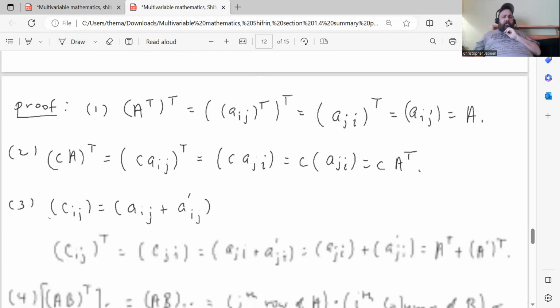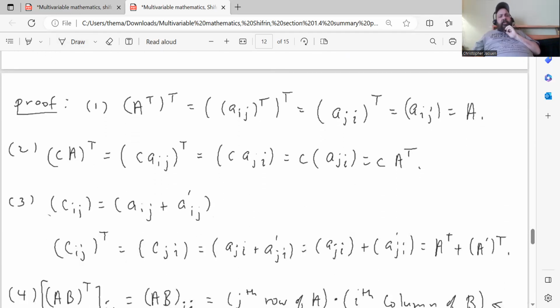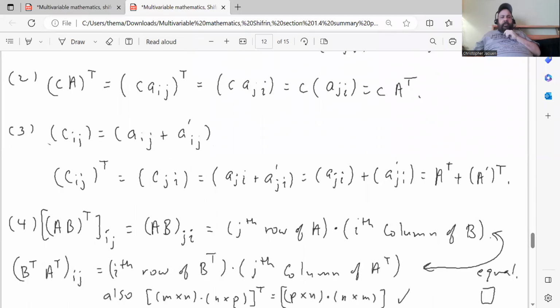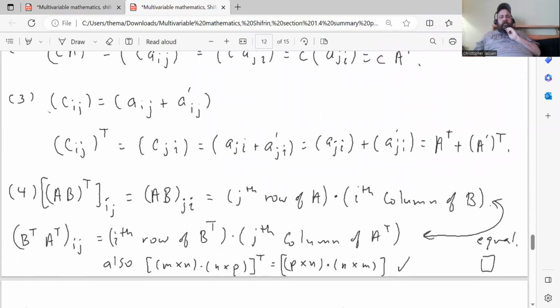All right, here's the proof. Writing A transpose as the matrix Aij, if you transpose the matrix with entries Aij, that becomes the matrix Aji, and if you transpose that, that becomes the matrix Aij, which was the original matrix A. Maybe I won't go through all the details here because it's very straightforward. You can pause your screen and read through the things here. Maybe I should go through 4 because that one looks slightly complicated.